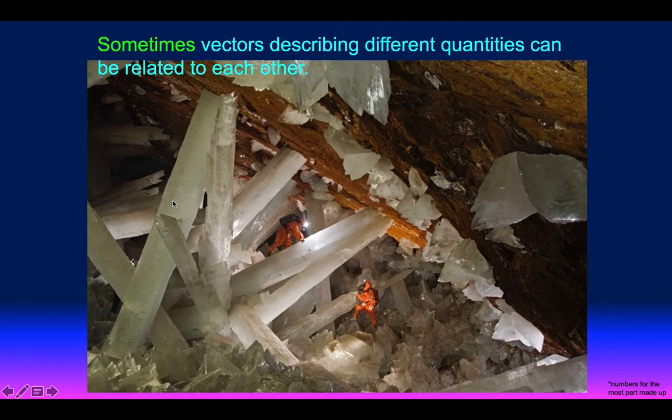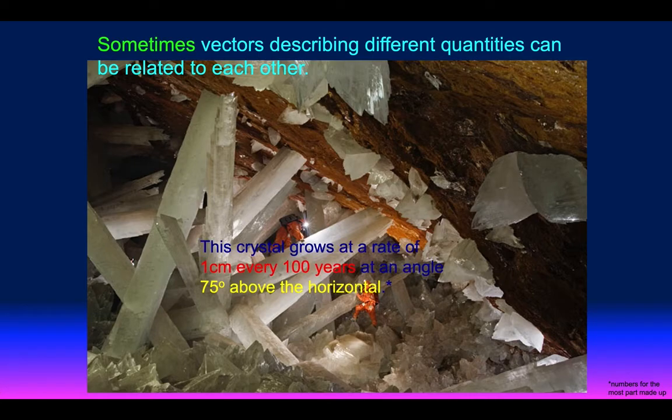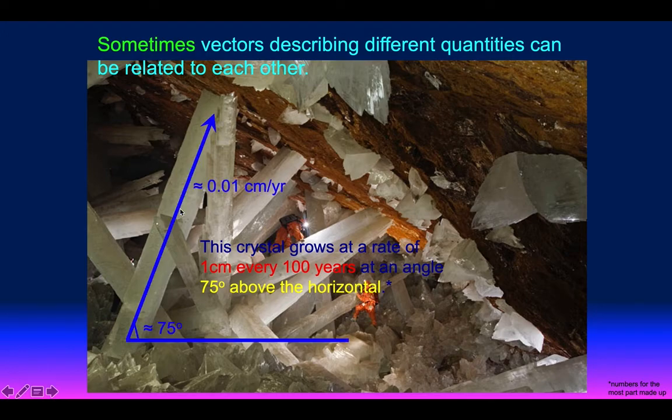Now, in this example, I could also say, as a hand-wavy argument, let's say this crystal grows at a rate of 1 centimeter every 100 years, and the crystal grows in a direction 75 degrees above the horizontal. So I could say this crystal grows about 0.01 centimeter per year. That would be 1 centimeter per 100 years. And again, it grows in a direction of 75 degrees.